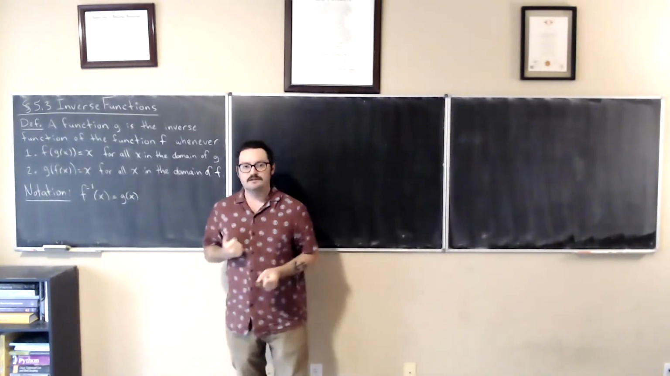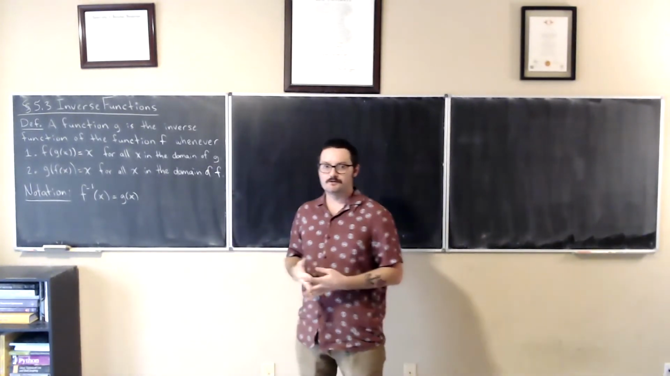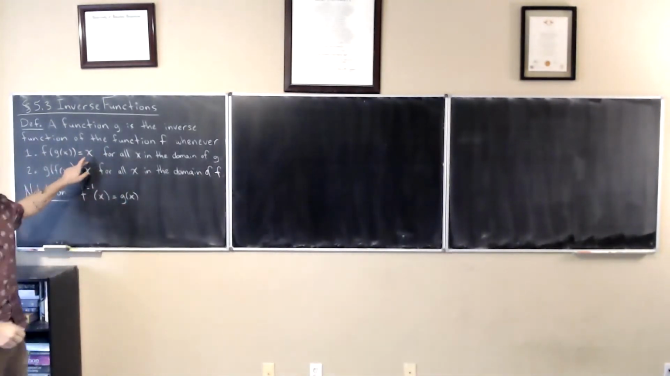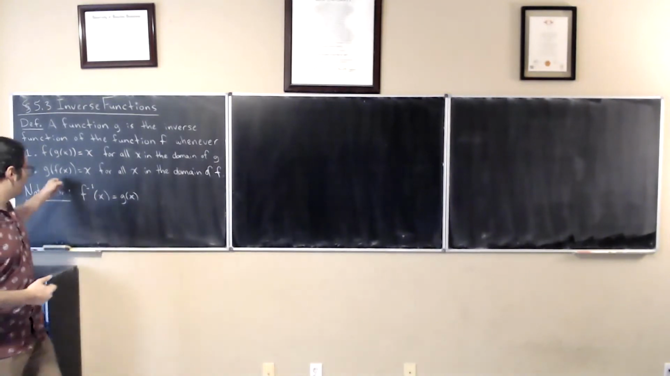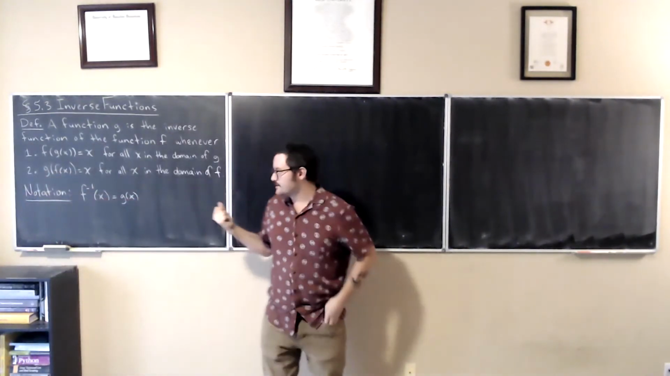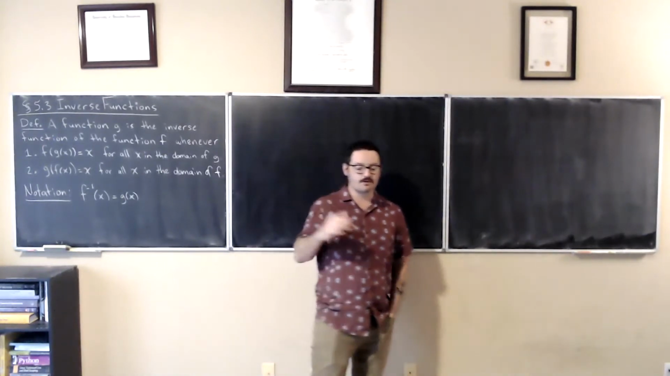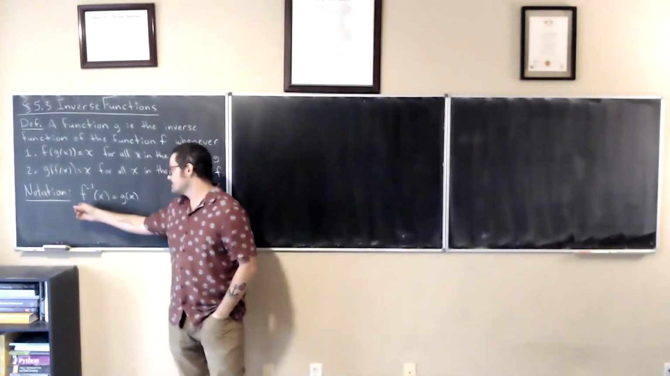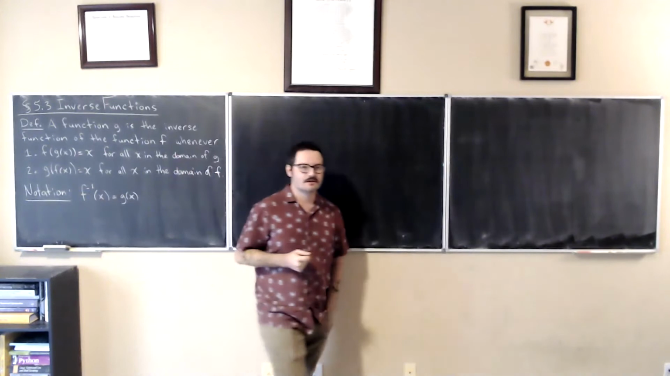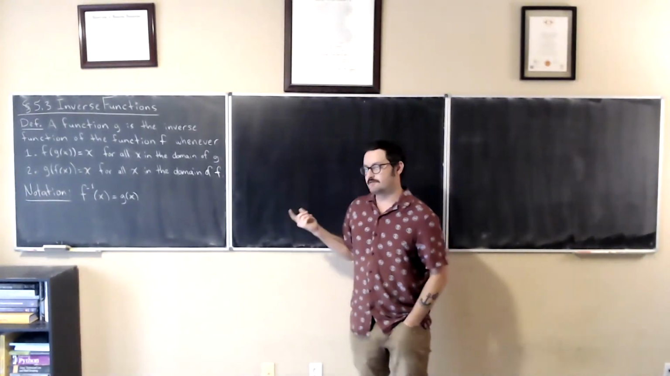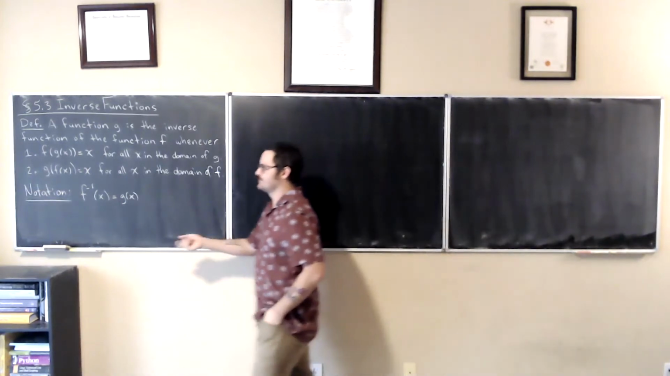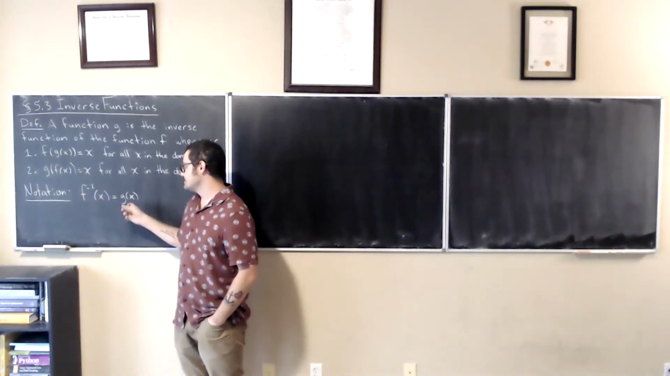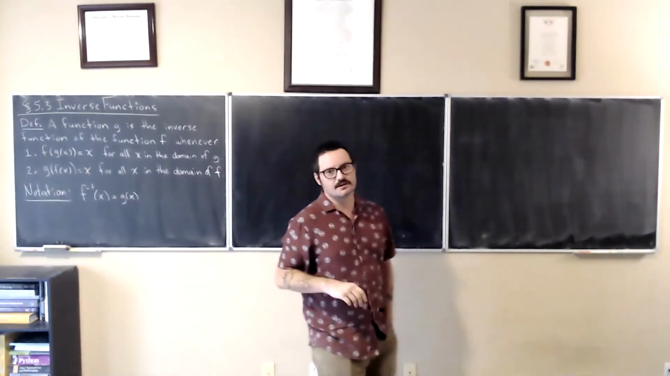A function g is said to be the inverse of a function f if the composition of f with g is equal to x for all x in the domain of g, and similarly, that g composed with f is equal to x for all x in the domain of f. In this case, we're going to use the notation f superscript minus 1 to indicate the inverse of f.